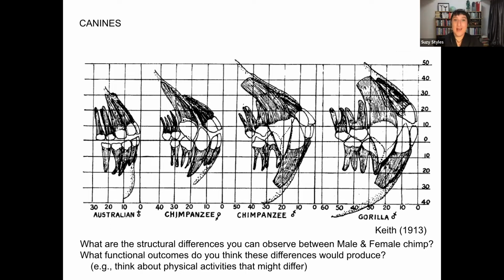So what we can see here in the sexual dimorphism of the shape and size of the canines is not about who has the social role of protecting the social group from outsiders. What we see is who has the social role of establishing and maintaining dominance within the group.